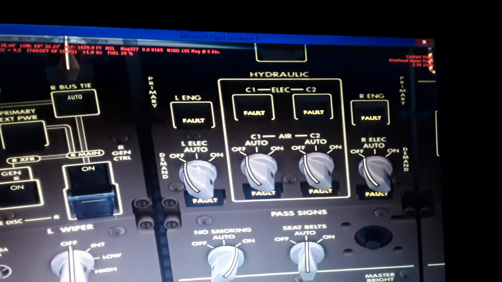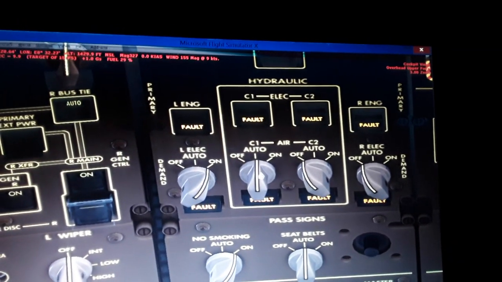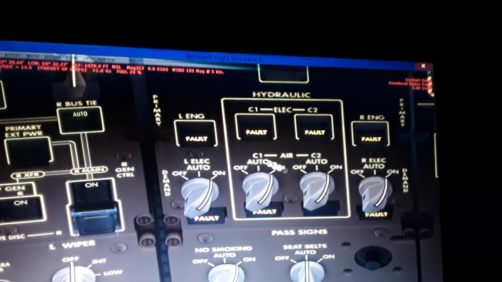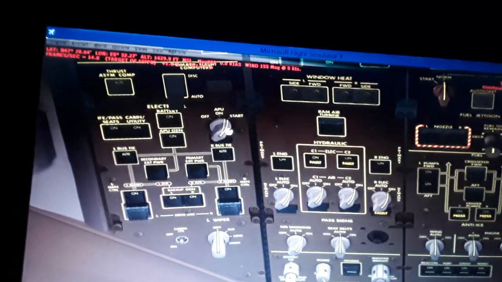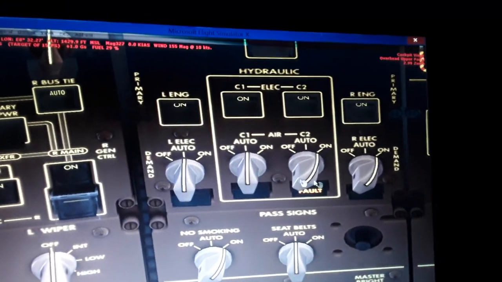So we need to reset back to the on and then to the auto. The hydraulic pumps like this. I showed you how to turn on the APU already. Back to the auto.